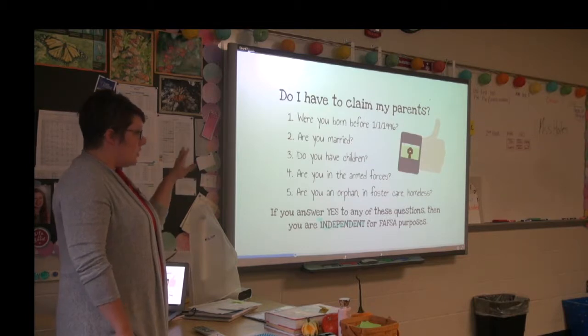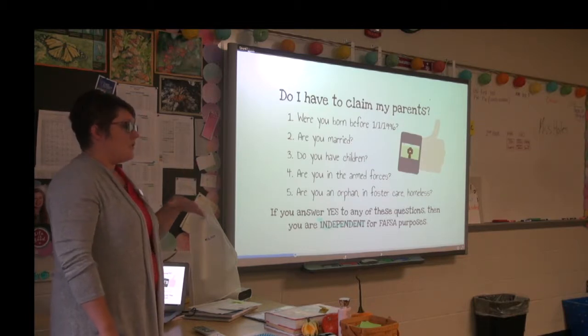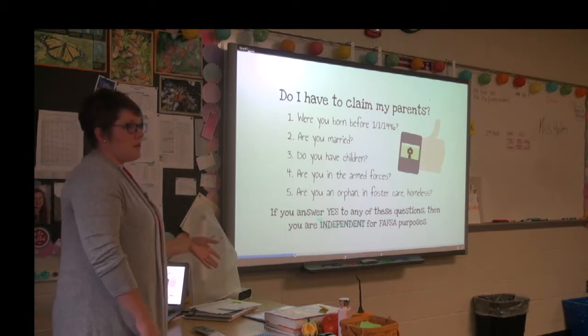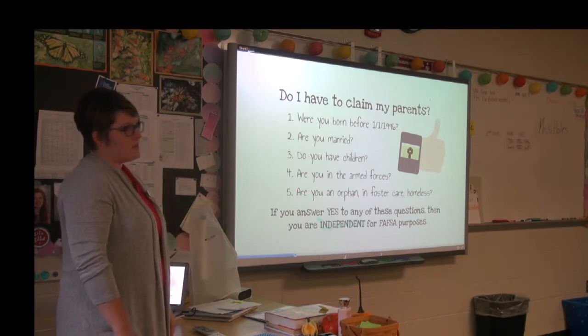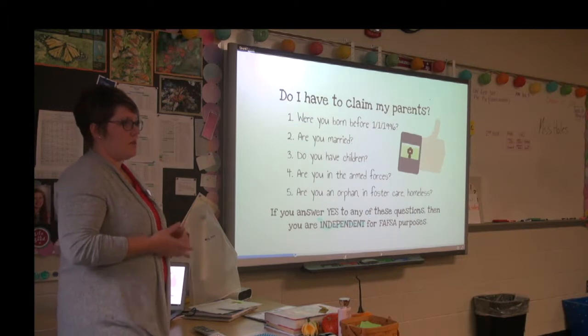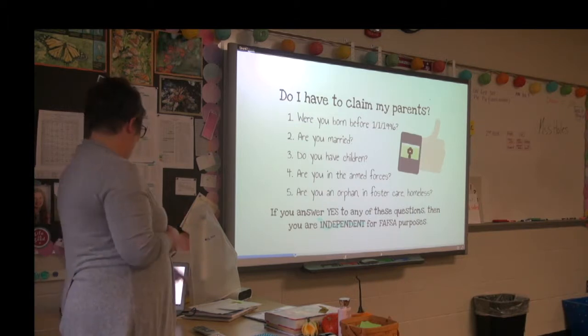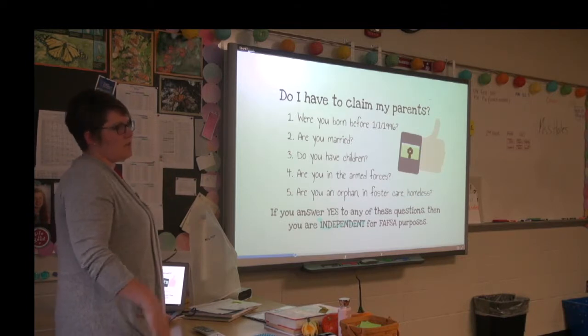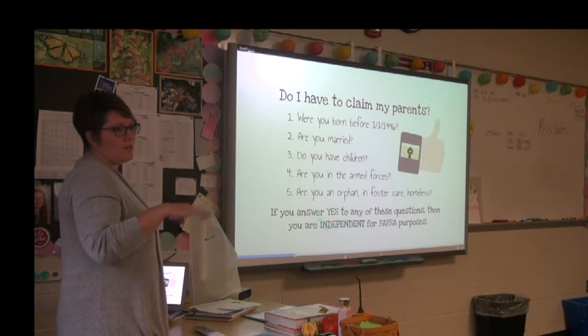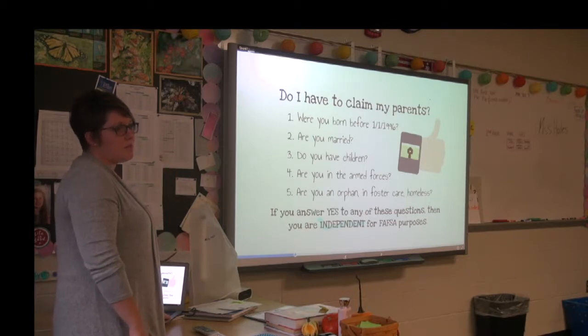If you answer no to all of those, then you're a dependent student and have to put parent information on. If you answer yes to any one of them, then you're independent and it would just be your information on the FAFSA. It'll guide you through it. The FAFSA is really easy to fill out. They're yes or no questions. If you need help, there's lots of help hints on the FAFSA to explain what it's asking.